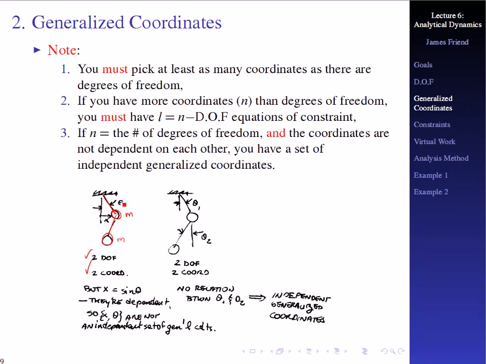So you might say, well, we have 2 degrees of freedom, 2 coordinates, what's wrong? Well, the problem is that x and theta are related to each other. X is equal to sine theta. They're dependent on each other, aren't they? So they're not an independent set of coordinates, so therefore they're not an independent set of generalized coordinates. And furthermore, if we look here, then if you change theta 1, you change the state of this system. And if you change theta 2, you change the state of this bob. All right, and it doesn't necessarily affect the behavior of the other coordinate. These are independent generalized coordinates.